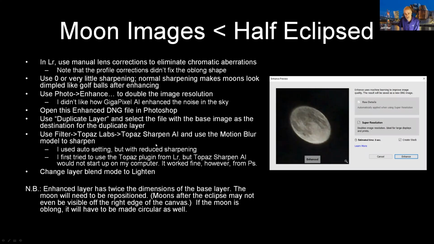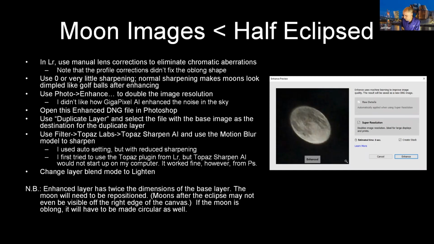Okay, so we got the moon. It's the larger size. It's sharpened now with Topaz Sharpen AI. And then I changed the layer blend mode to lighten, and that makes the moon show up. Of course, it's in the wrong position, and I'll need to move it. And we'll talk about moving the moons later.